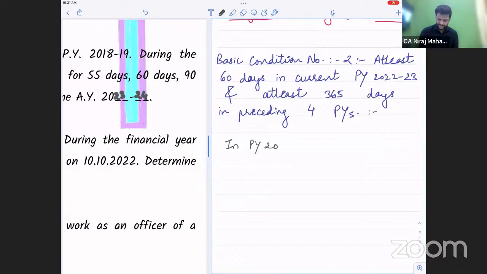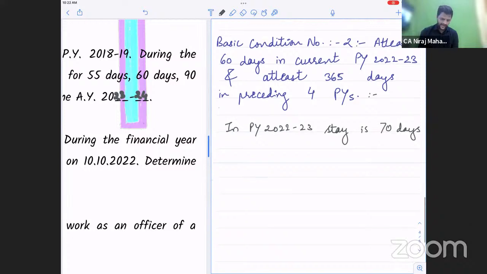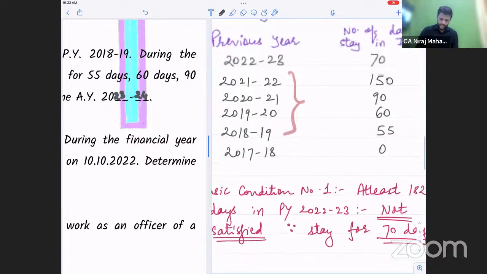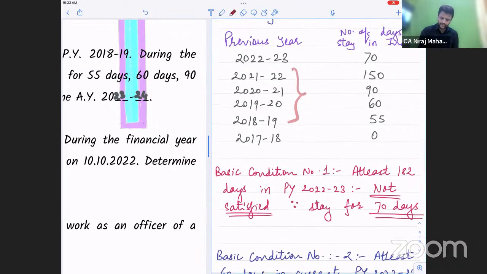In PY 20 to 23, bacho, how many number of days? Satisfied. Tell me, bacho. In PY 20 to 23, how much? 70. Okay. Stay is 70 days. Yes or no? And in preceding 4 years, stay is, you always have to show the calculation. How many number of days, bacho? Check. In last 4 years.